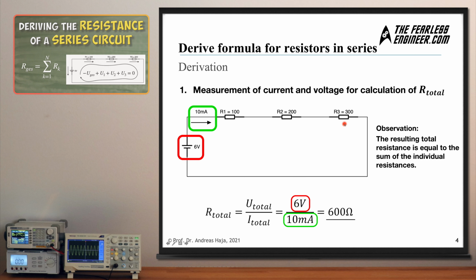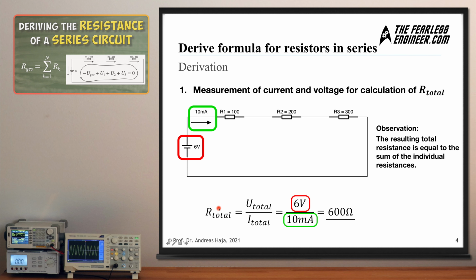Now let's start with the first step, which is about measuring the current and voltage for such a very simple circuit, in order to compute the resistance value of the series connection of individual resistors. We have a voltage source of 6 volts, we have 3 resistors, 100, 200 and 300 ohms, and what we are going to do now is measure the voltage drop in this simulation, 6 volts. We are going to measure the current flow, which is at 10 milliamps.